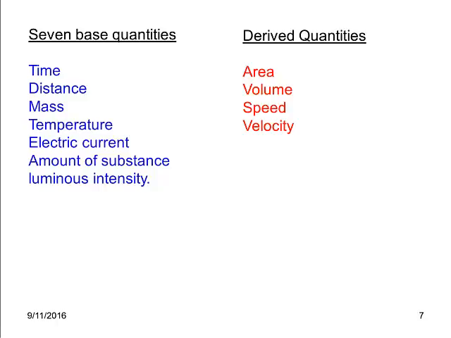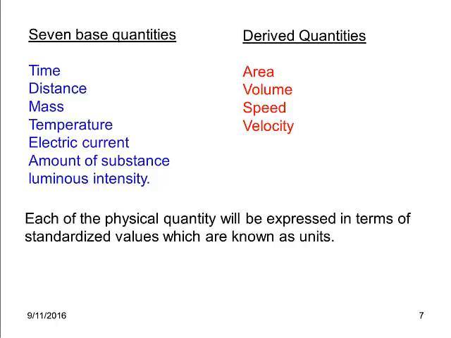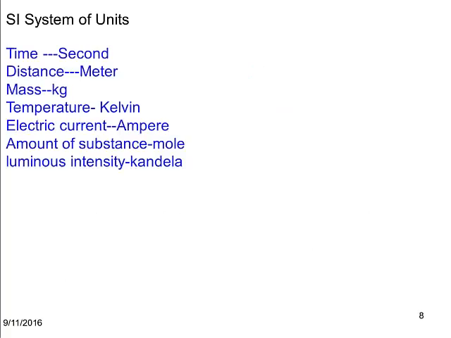Each physical quantity will be expressed in terms of standardized values which are known as units. The two major unit systems that are used today are the System International, SI, or metric system, and the English system. The SI units of time, length, and mass are seconds, meters, and kilograms respectively.